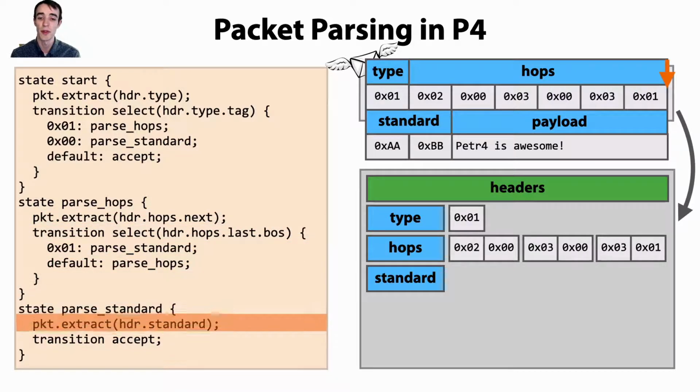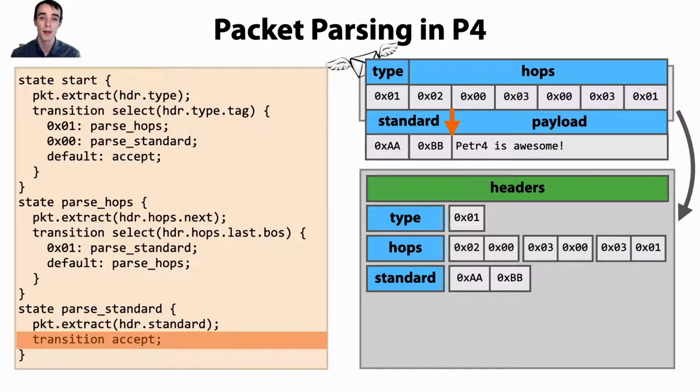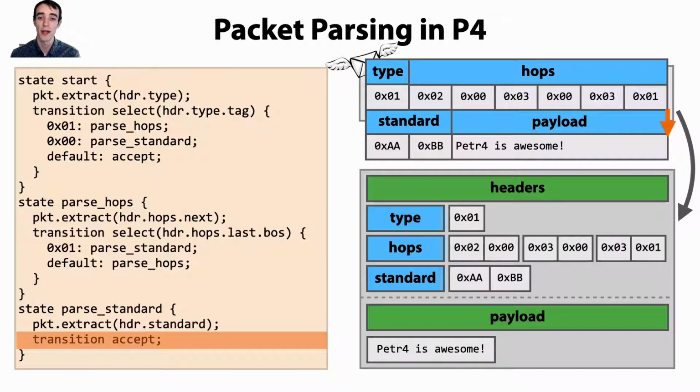Then it continues on to parse the standard header, it's just 2 bytes, and it transitions to the accept state to indicate that it's done parsing. The rest of the packet is the payload, and it's saved on the side for later.